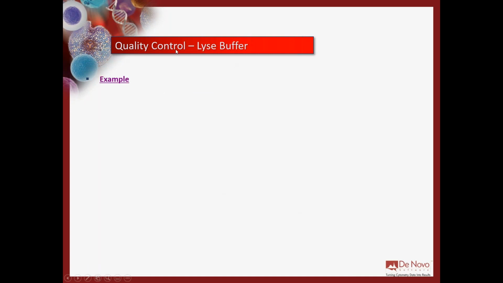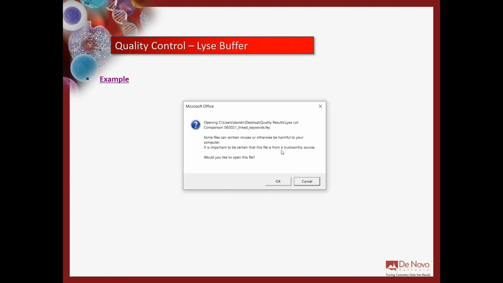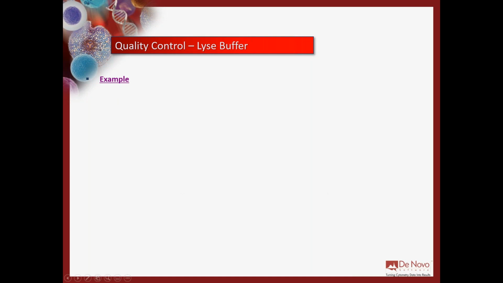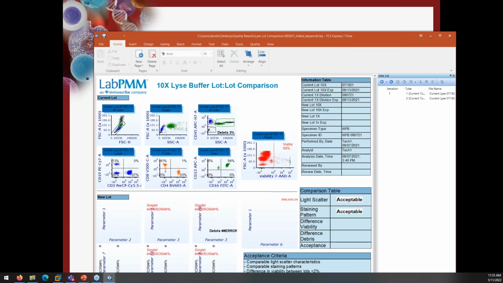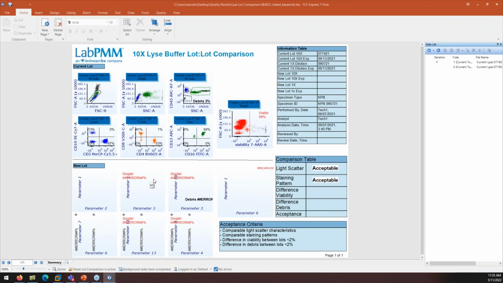Okay, similar example for lysing buffer. Whenever you get a new set of lysing buffer, you need to validate that the new lysing buffer is performing similarly to the old lysing buffer. And a very similar type of analysis was performed. Here's the current lysing buffer at the top. I will go in and add the data from the new lysing buffer.